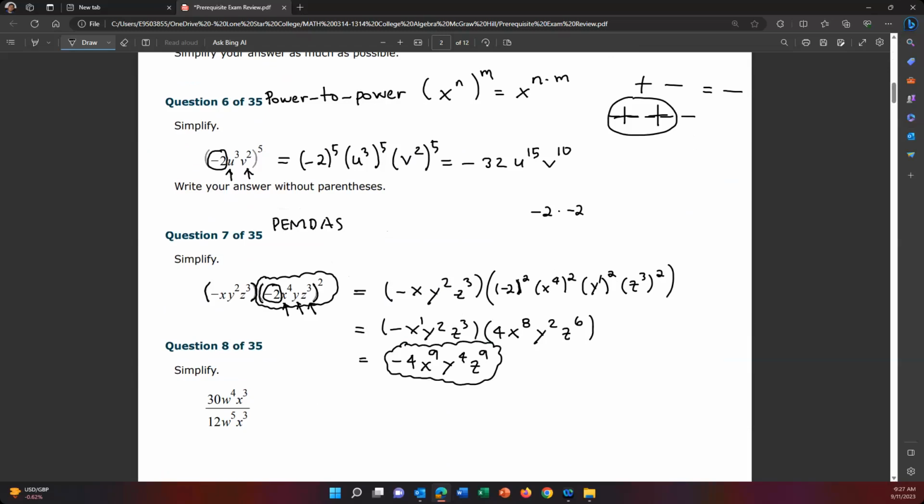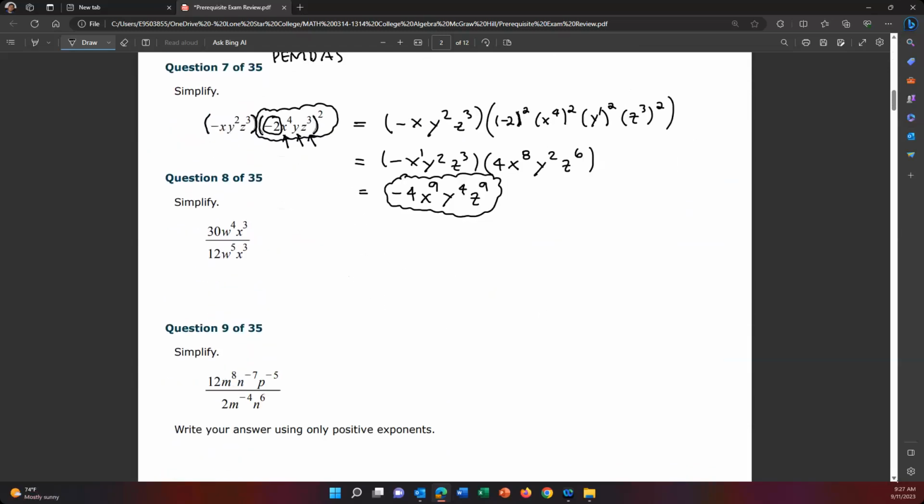For the next example, let's see what we got. We got a division. So we are going to divide, but it is the opposite of multiplication. So we're going to keep the letters, the bases, but instead of adding, we are going to subtract the exponents. Okay, so let's see what this will look like.